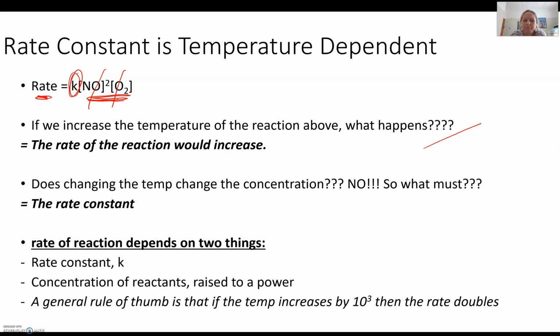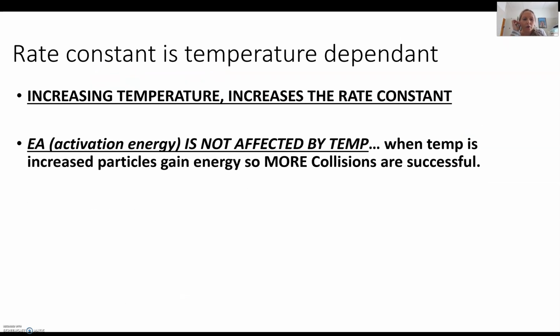So the rate of a reaction depends on two things. It's going to depend on this K, and it's going to depend on the concentration of reactants raised to a power. So we also know that rate is determined by K and the concentration of the reactants to a power. So therefore, the last thing that we now know is that this K, the rate constant, depends on T, the temperature. So increasing the temperature increases the rate constant, which is really, really important.